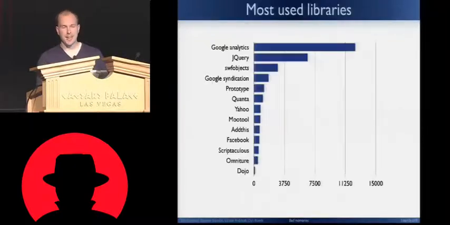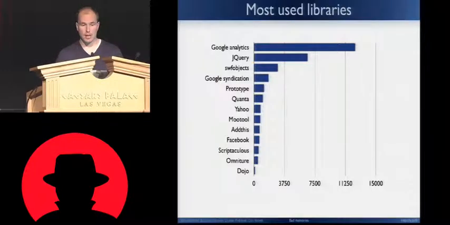Google Analytics, yeah, good answer, that's true. So the one we found in the most websites is actually Google Analytics, followed by jQuery. Then you have SWFObject, basically the library you use for embedding Flash into the page. The third one would be Google Syndication, which is basically Google Ads. After that, we have Prototype, which is another library, and Quantcast, which is one other analytics.